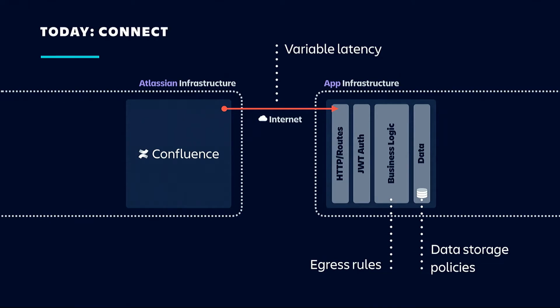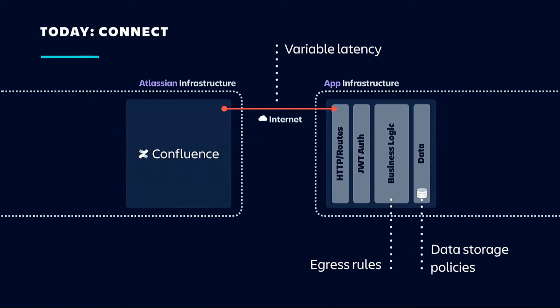And we as Atlassian, we can't make many assumptions around latency. So when we call your apps, it can take anywhere from a few milliseconds to a few seconds. So that's also the reason why Connect today doesn't support any kind of synchronous module types, like, for instance, workflow conditions or validators.